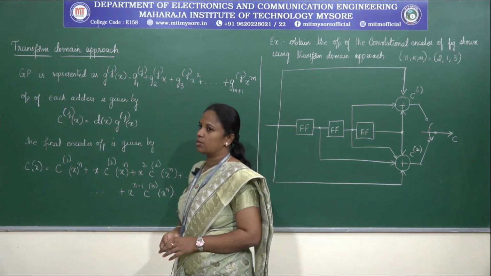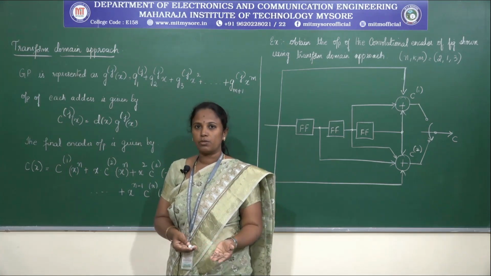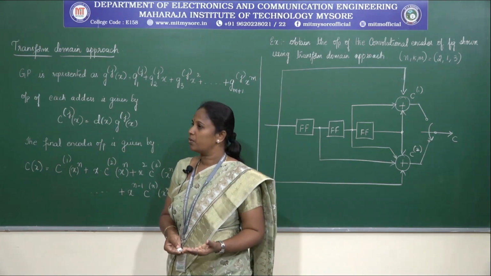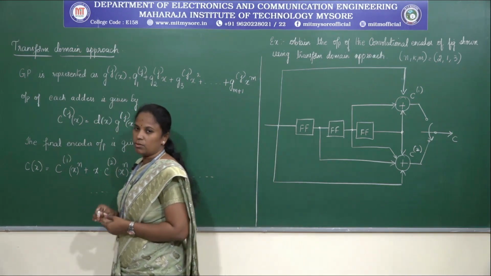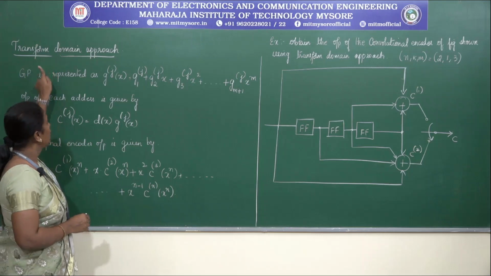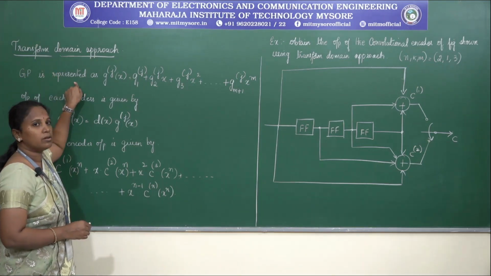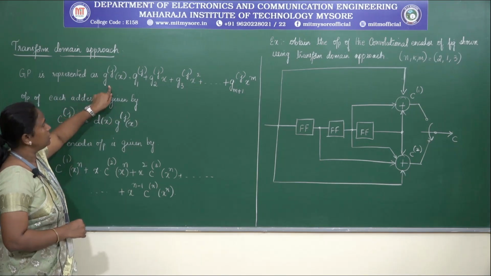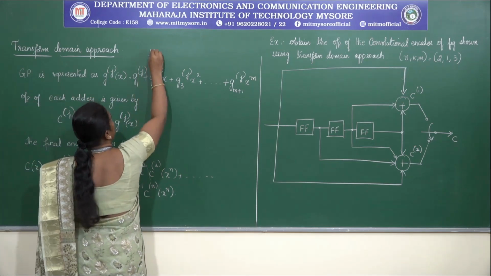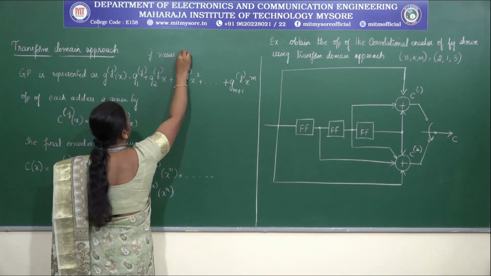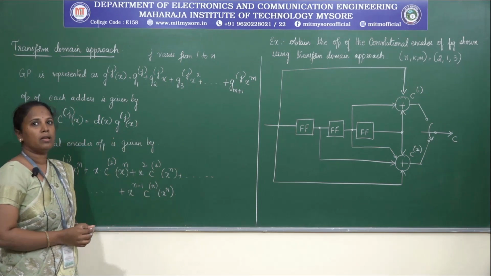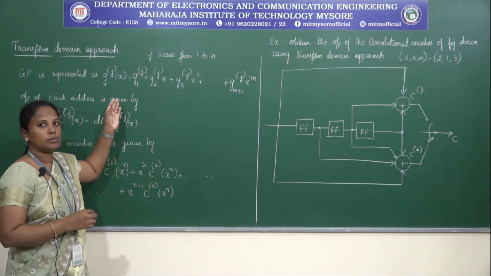In the transform domain approach, the impulse response that we consider is converted to polynomials. As we already know, we have a generator polynomial. In general, when we are using the transform domain approach, the generator polynomial or generator matrix is represented as g_j(x), where j varies from 1 to n, and j is nothing but the number of outputs we have.